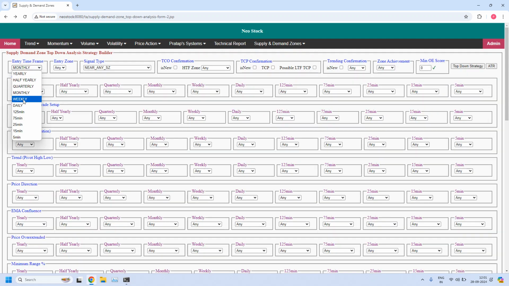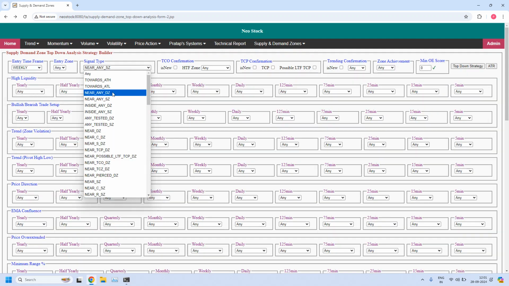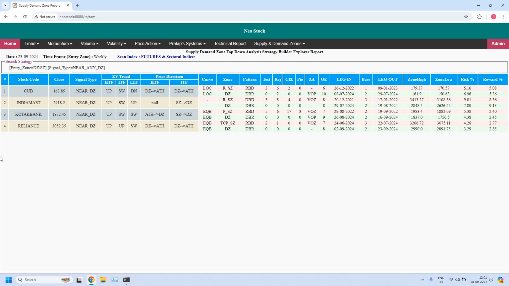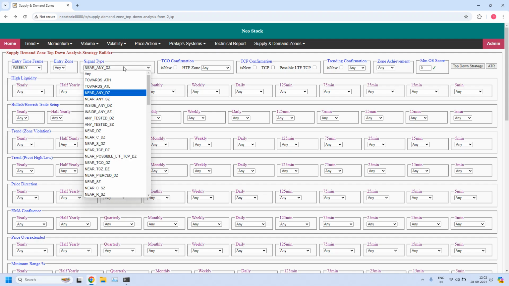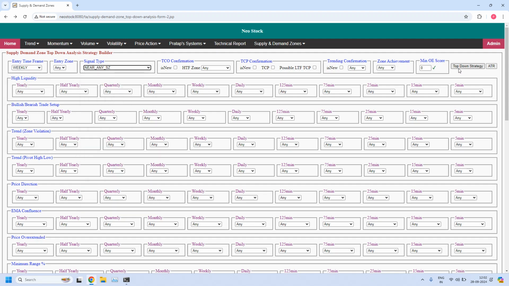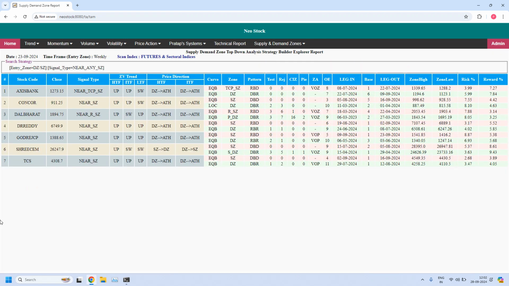Next time frame is weekly. Let us find the stocks near weekly demand zone. 4 stocks are filtered near to the weekly demand zone. Next, for weekly time frame, let us find the stocks near weekly supply zone. 7 stocks are filtered near to the weekly supply zone.